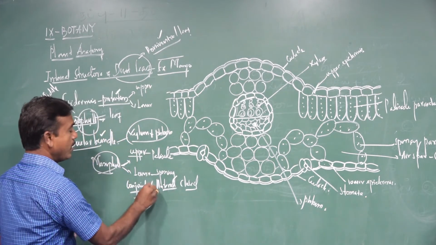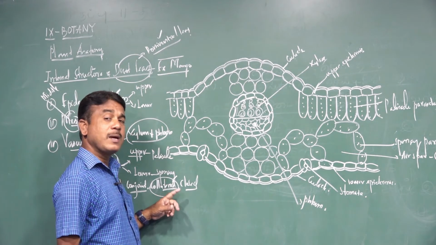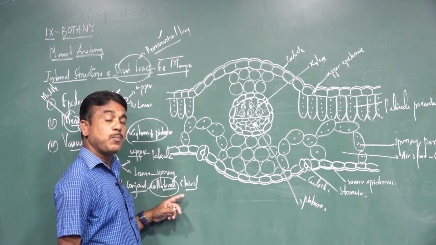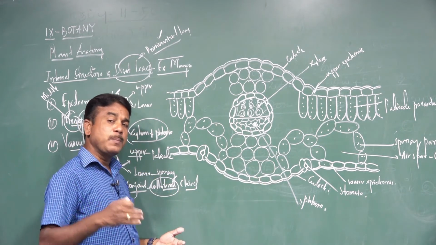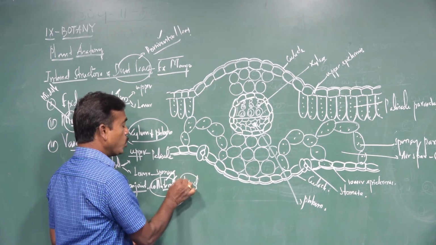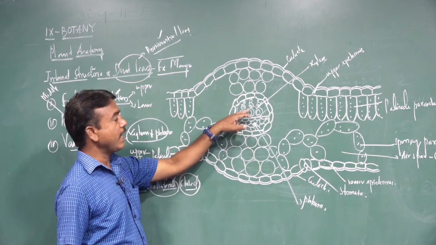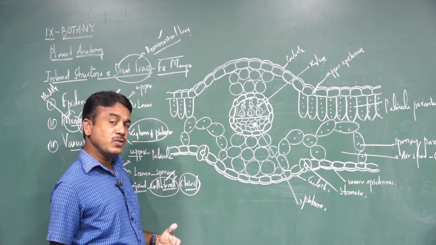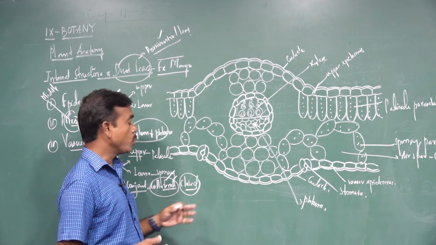What is called collateral? Xylem and phloem are in the same radius, but the phloem is towards the periphery. If the phloem occurs towards the peripheral region, it is commonly called collateral. What is closed? There is no cambial tissue between xylem and phloem. If cambial tissue does not occur between xylem and phloem, that is commonly called a closed vascular bundle.